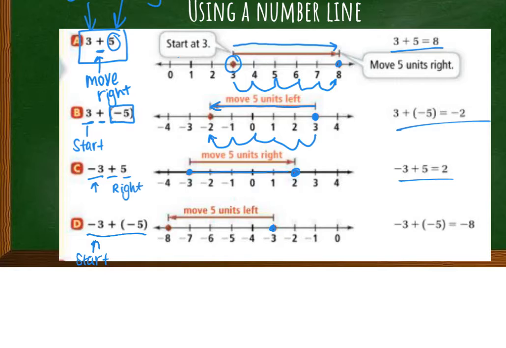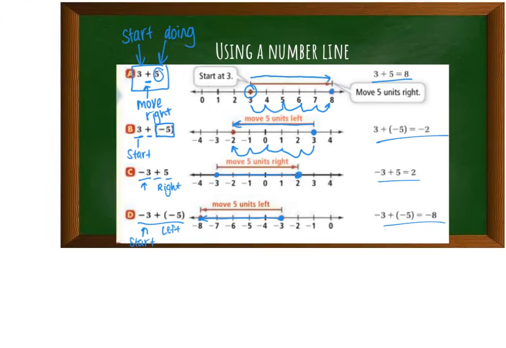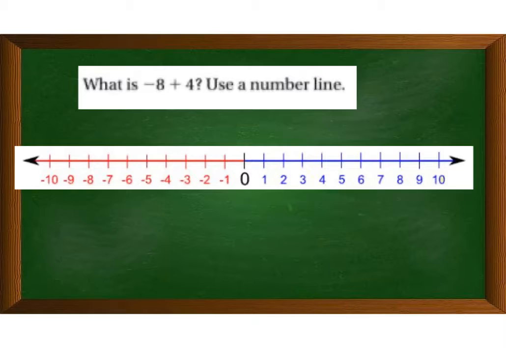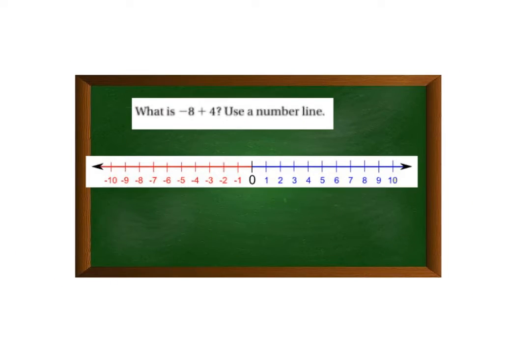So let's start at negative 3, and we're adding a negative, so we actually go left. So we're moving 1, 2, 3, 4, 5. We end up at negative 8. All right, next slide. So let's try one on our own.